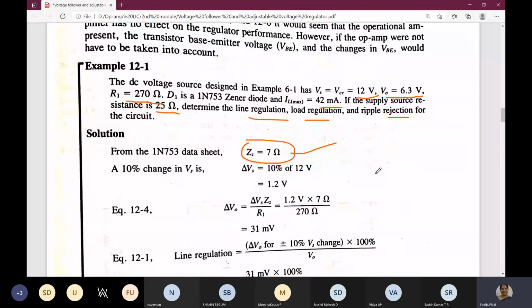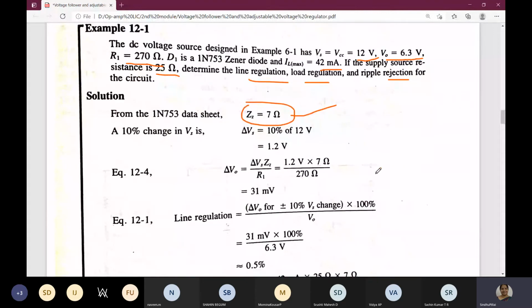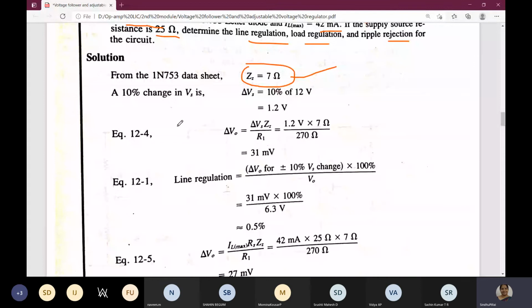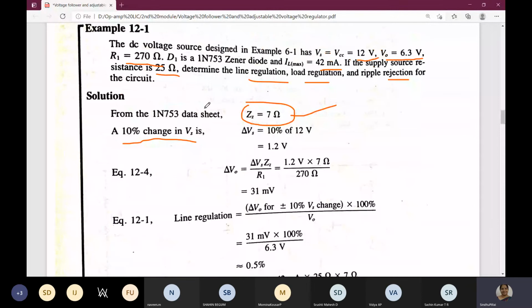Next, first we'll see 10%. We will take plus or minus 10%. So we'll see what this 10% change in Vs is. It is nothing but 10% of 12 volts, since Vs is given as 12 volts. So 10% of 12 volts is how much? 1.2 volts. Just substitute that in the formula which we got now. That is, delta V0 is equal to 1.2 into Zener impedance 7 and R1 which they have given as 270. So you'll get it as 31 millivolts.